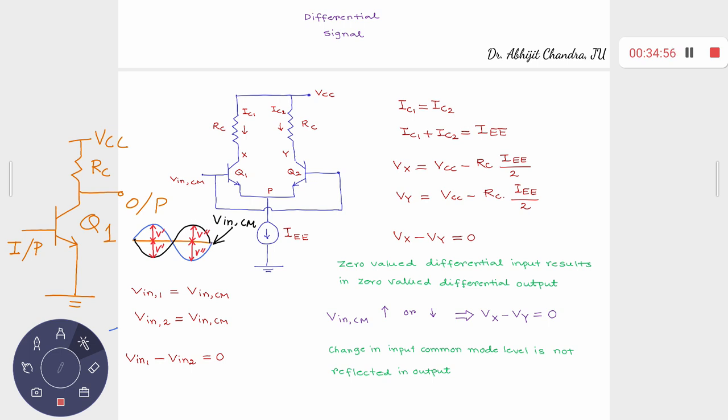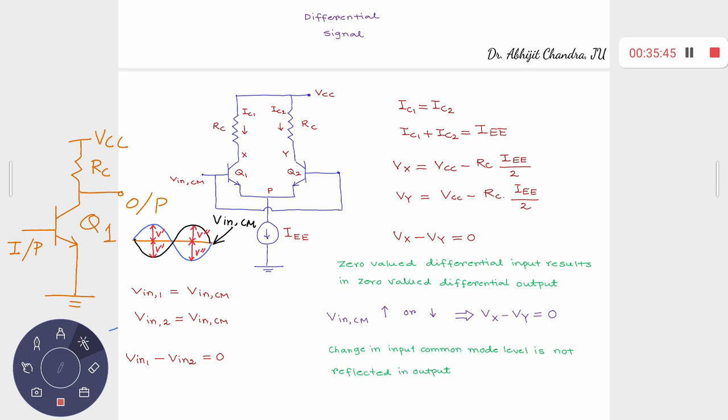Now individually, Vx and Vy each have some non-zero voltage, Vcc minus RC times IE by 2. But if you take the difference of the two, Vx minus Vy, that is zero. That's why it is called a differential amplifier. It will amplify only the difference. If there is any difference present in the pair of signals, only then will it be reflected at the output. Whenever both inputs have the same DC level, the difference is 0. Therefore, the output voltage, which is nothing but Vx minus Vy, is equal to 0.